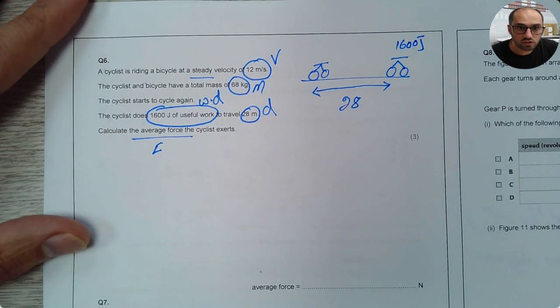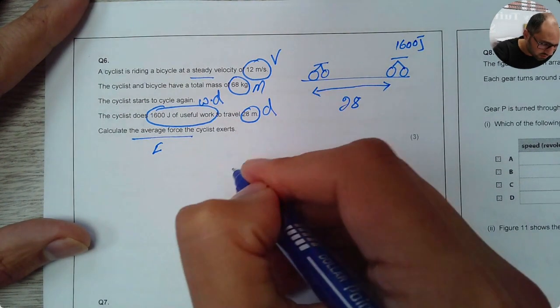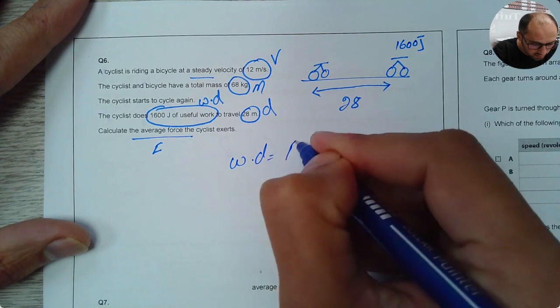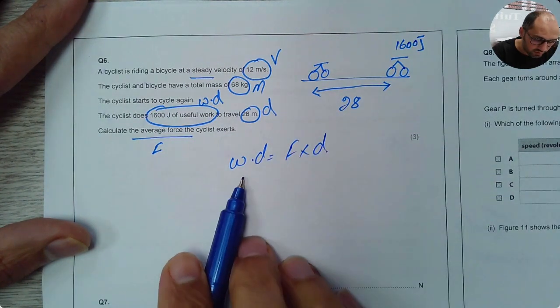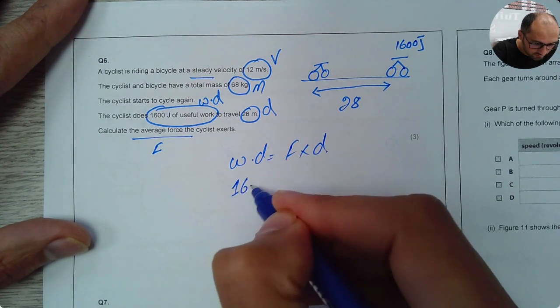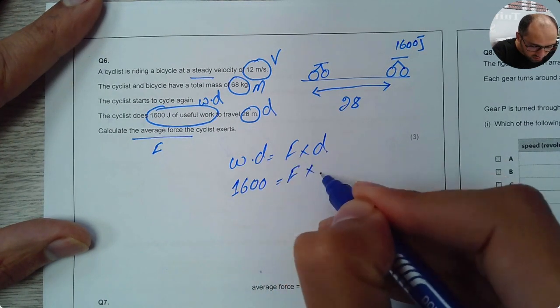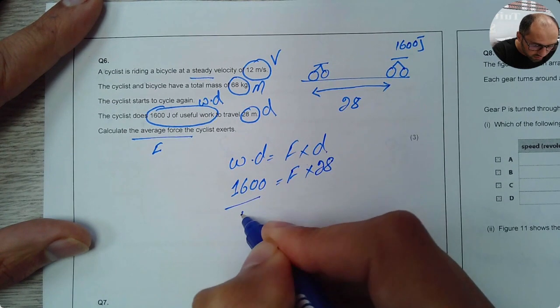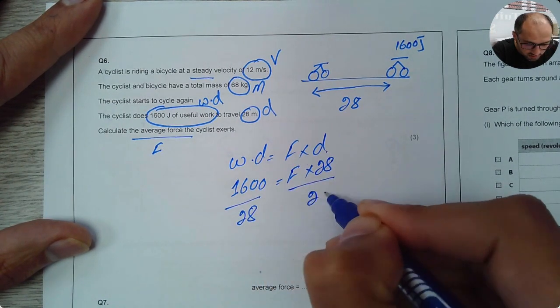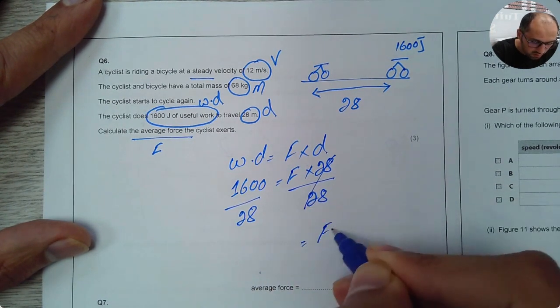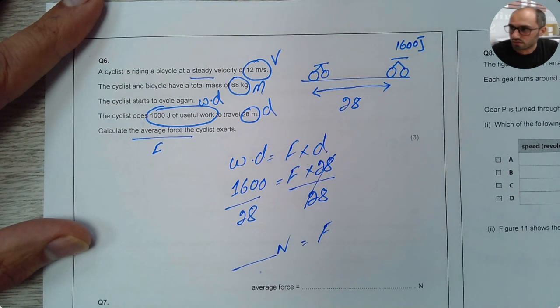And they're asking us to work out the value of average force. I'm going to use the equation work done equals force times distance. The amount of energy is 1600. The value of force is not known, but the value of distance is known, which is 28. You divide both sides by 28. This will cancel out and it'll give you the value of force in newtons.